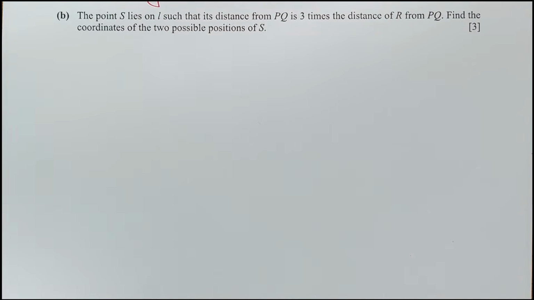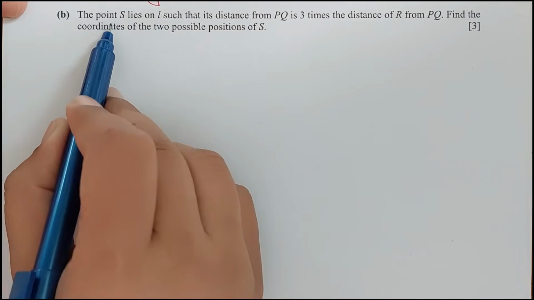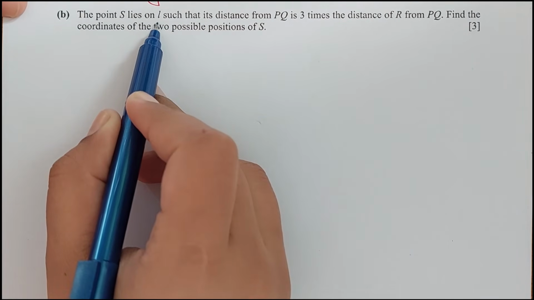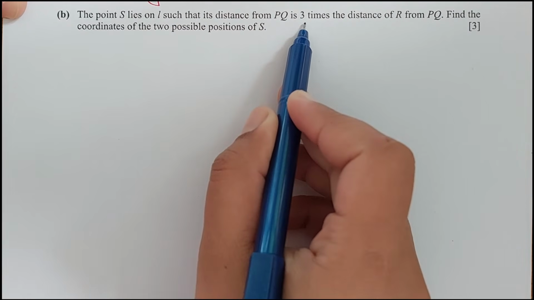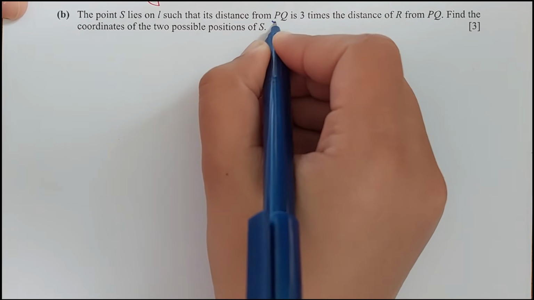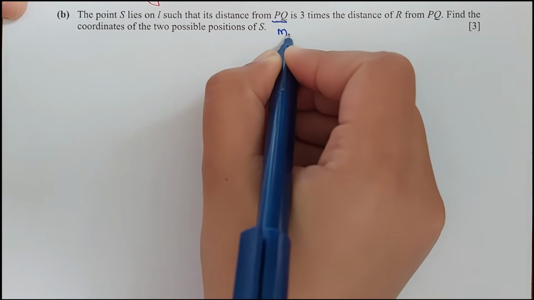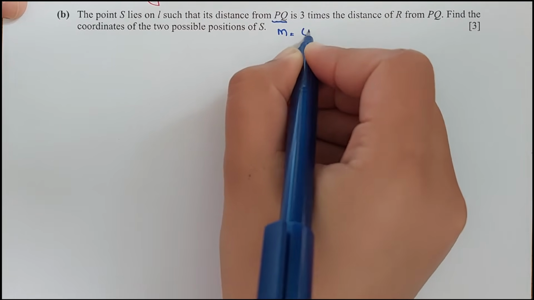Now for part B, the point S lies on L. So if it lies on L, it must satisfy the equation of line L such that its distance from PQ is 3 times the distance of R from PQ. So here we have to consider the midpoint of PQ, which we got from the first step, first part, that is 10, minus 9.